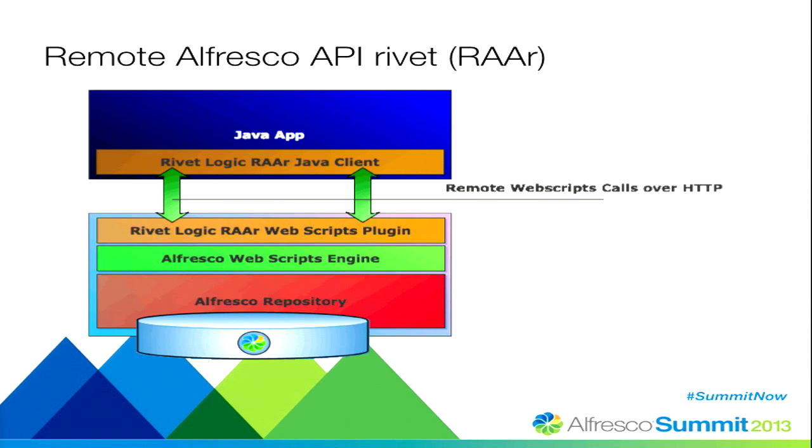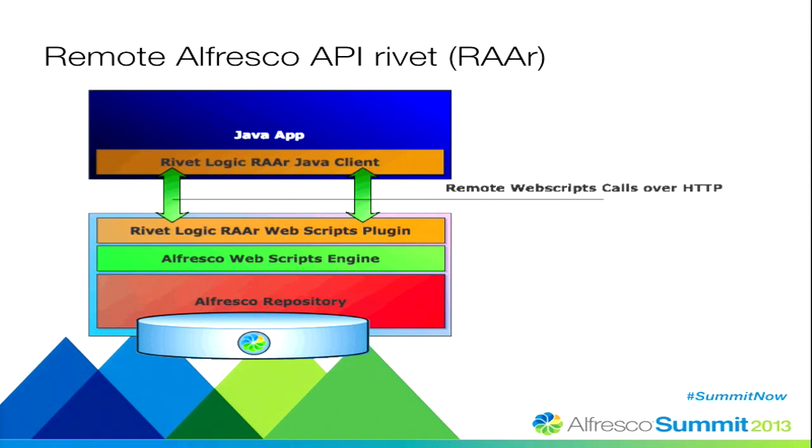CMIS is a standards-based interface, and RAAr is something that Rivet built. But CMIS is not transactional. You can't do multiple actions within a transaction, but with RAAr, you can. So I think that's a major difference there, not just that it's directly Alfresco's APIs, but that it's transactional. Yeah, thanks. That's absolutely right.